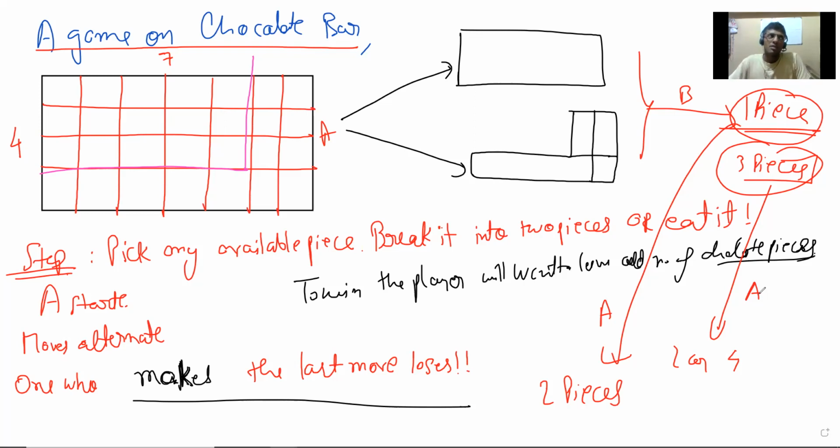So whenever it's like this, you have to see who makes the last move. Making the last move means having one piece. So who left the one piece? Someone who leaves an odd number of pieces every time is the winner. So you have to analyze and see who can.